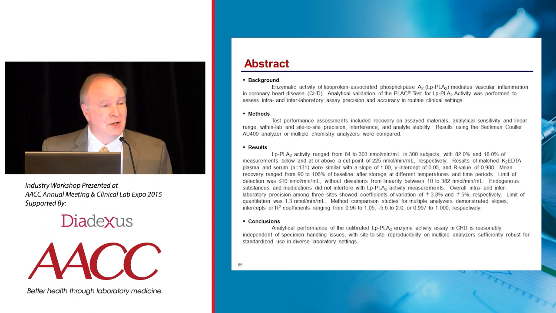So we have an abstract and we have a paper that's been submitted, and the abstract points out that the test has a normal range, like all lab tests pretty much, and the normal range runs about 84 to 303. The interesting thing about this, though, is that of the healthy volunteers in this study, about 20% of them had values above the cut point for risk, the 225 nanomole cut point. And so just trying to find a normal population in the U.S. that doesn't have a lot of risk for coronary vascular disease is pretty difficult.